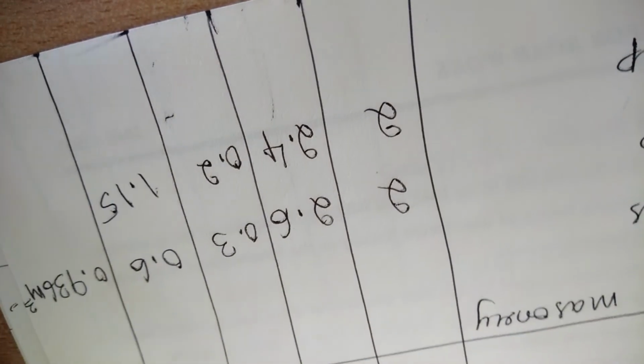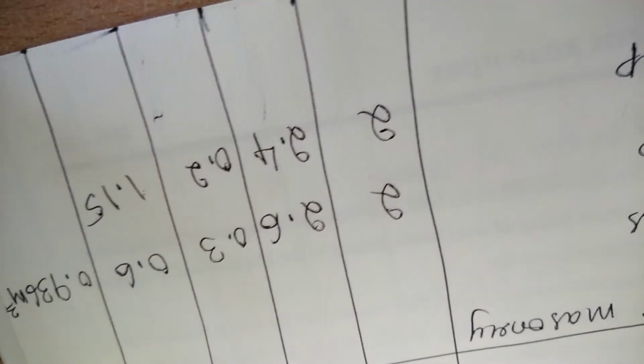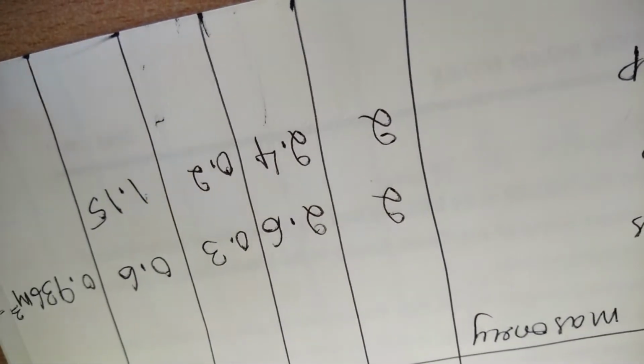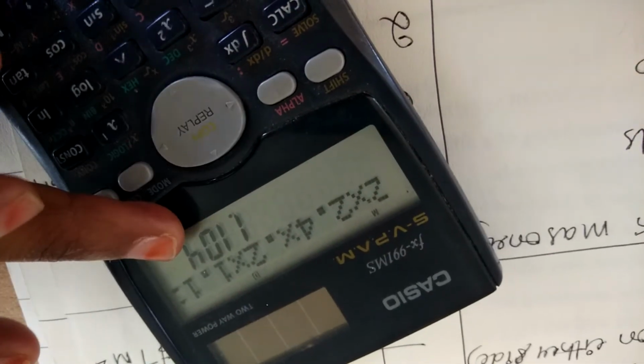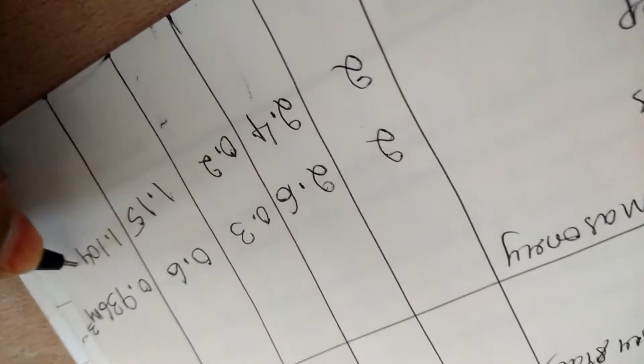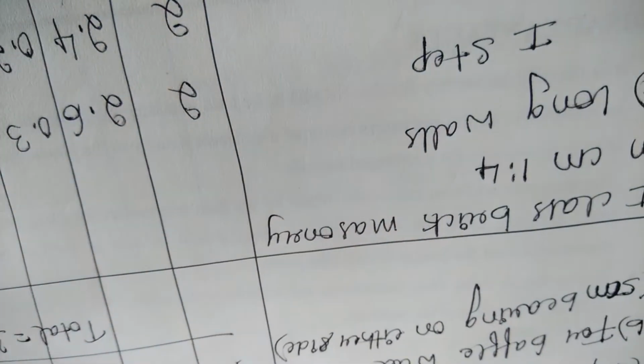Let us find the quantity here. To find the quantity, let us multiply all the 4 values. 2 into 2.4 into 0.2 into 1.15. So on multiplying all the 4 values, I got a value of 1.104. So this gives me the final quantity for the second step. So that completes the long wall.